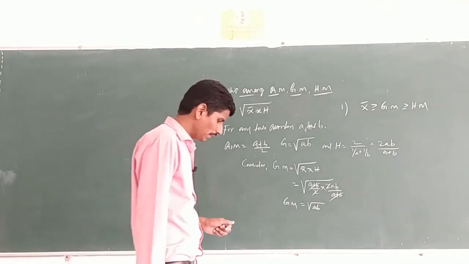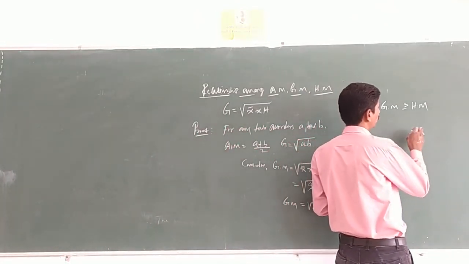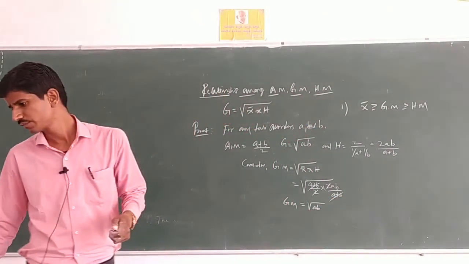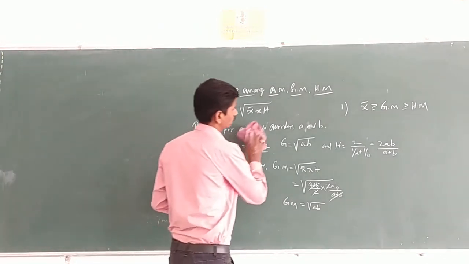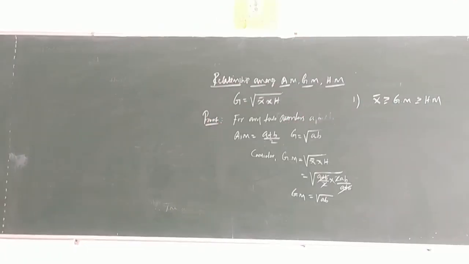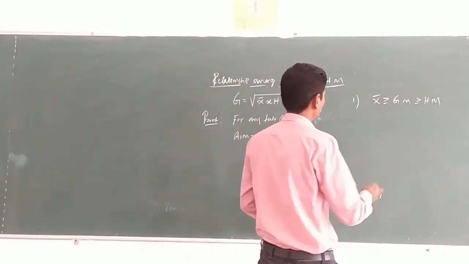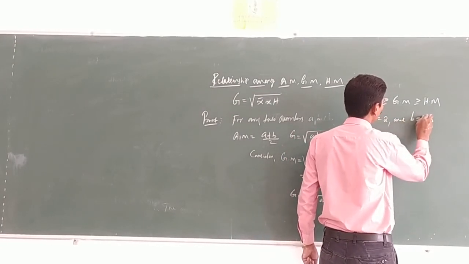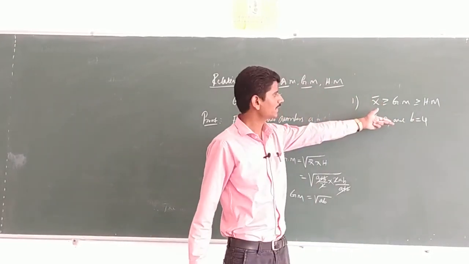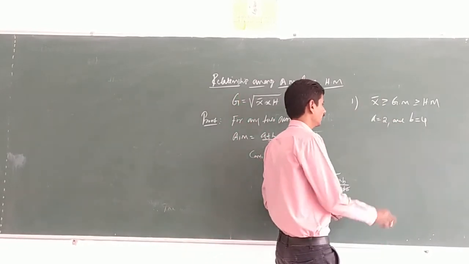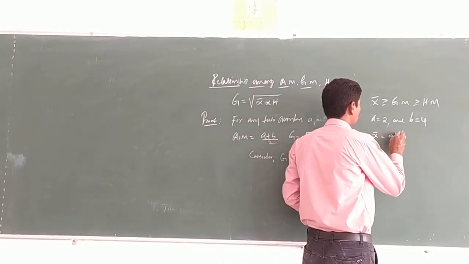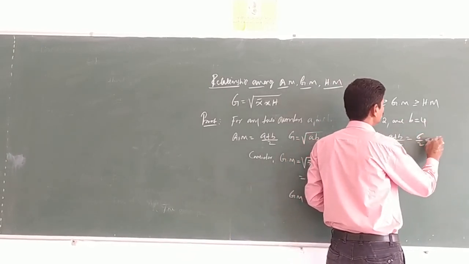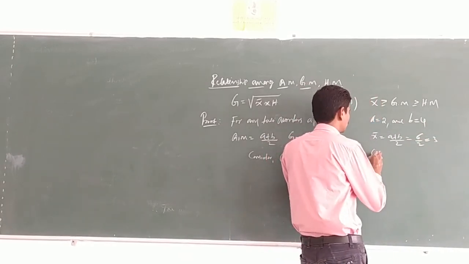Okay, for example, take two numbers. Here A equal to 2 and B equal to 4. Here X bar equal to A plus B by 2, 2 plus 4 is 6, 6 by 2 is 3. Arithmetic mean is 3.